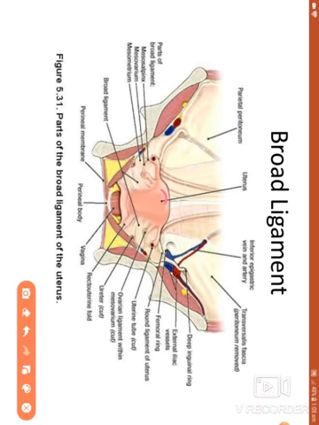Here you can see the contents of the broad ligament. See, this is the uterus, this is the body, this part is the cervix. This is the coronal view, through the coronal plane. Here this is the broad ligament. Its contents are the uterine tube or fallopian tube, and the ovarian ligament. Then here you can see the ureter. Additionally we get the uterine vessels, lymphatics and the nerve plexus. That's about the broad ligament and its contents.